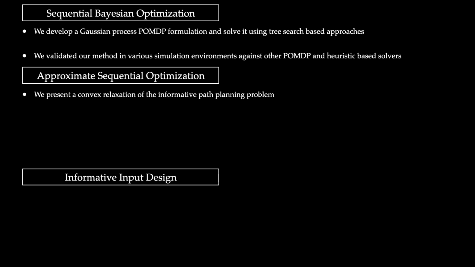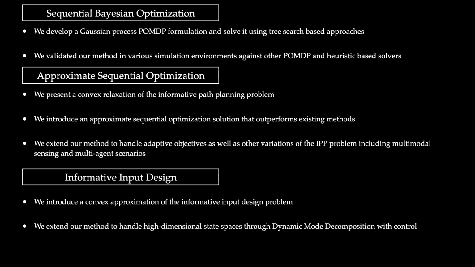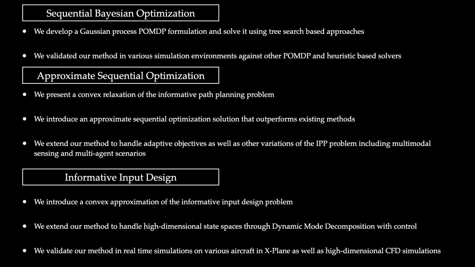For the approximate optimization method, we first show that you can formulate the informative path planning problem using Gaussian processes as a mixed integer program. And then we show that we can also introduce this approximate optimization method that scales to these really large problem instances. And then lastly, for that work on informative input design, that's where we have this model of the system, and we're trying to plan these control inputs to reduce our uncertainty in that system model.